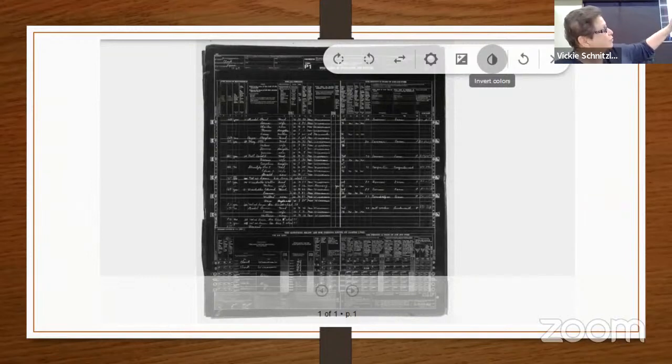The one that's split half dark, half light, that's how we can invert colors. And notice what happened to my census record when I did that. It did a negative effect, which reminds me of some of the old ones I used to go through, but sometimes it's easier to read them if you invert the colors that way. So that might be an option.